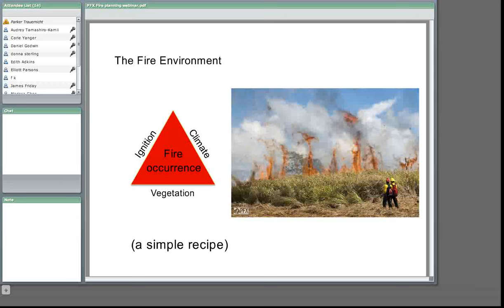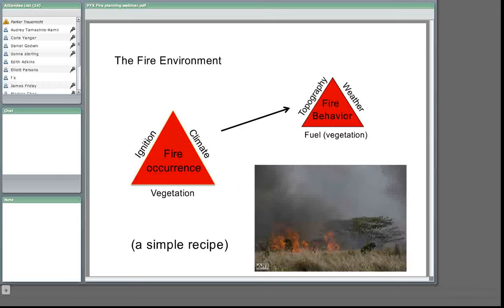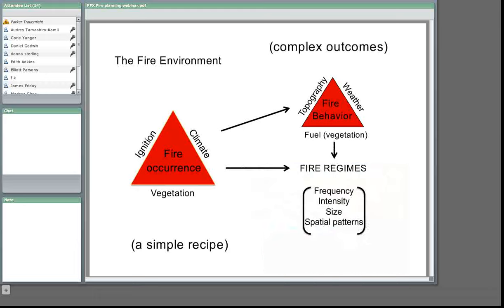As we probably all know, once a fire is happening, you get into this fire behavior triangle where topography, weather in the moment, in addition to the fuel types, play a role in determining how fire will move across the landscape. And then as fires repeat themselves over time, we get to what in fire ecology we refer to as the fire regime, which is how we characterize these basic characteristics of fire occurrence in a given area.